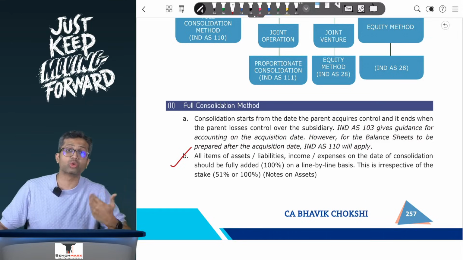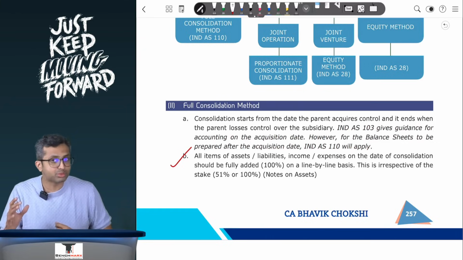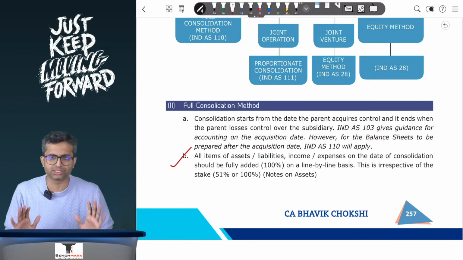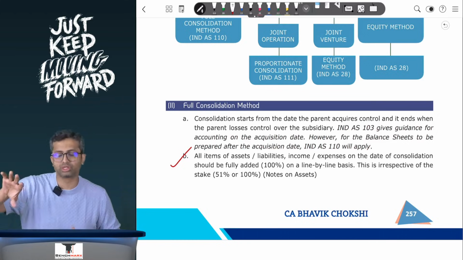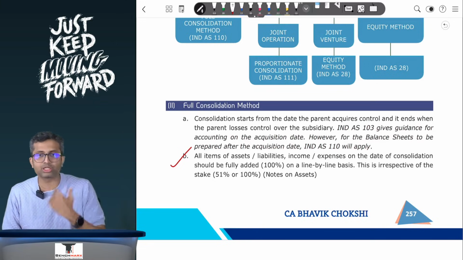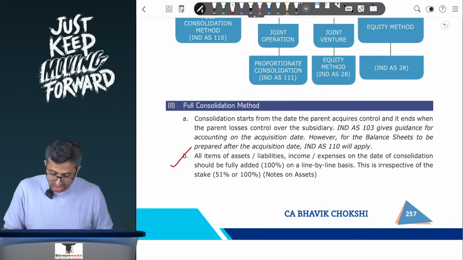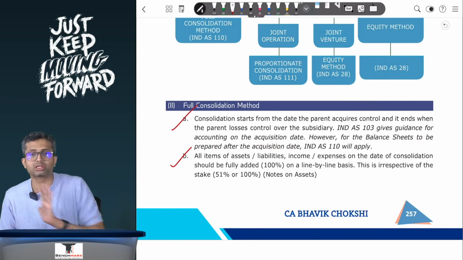Simplistically, you can say control is the date when you get the ability to direct relevant activities. From a student perspective, largely you can look at the date when there is more than 50% stake, and you will keep on consolidating till the time you lose control, that is largely till the date when you lose the ability to direct relevant activities. So consolidation will start from the date when control is acquired and continue till the date control is lost.